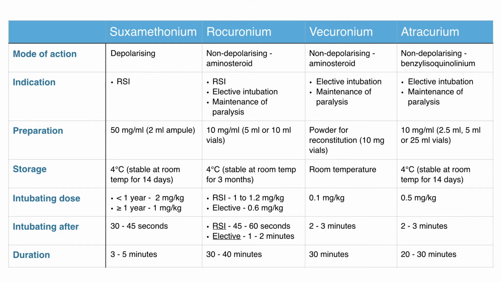Atracurium is a benzoquinolinium non-depolarizing muscle relaxant, which is used again for elective intubation and maintenance of paralysis. Again, not suitable for rapid sequence induction because it takes 2 to 3 minutes to have an effect, and lasts slightly shorter than the other two at about 20 to 30 minutes. It's given in a dose of 0.5 milligrams per kilogram.